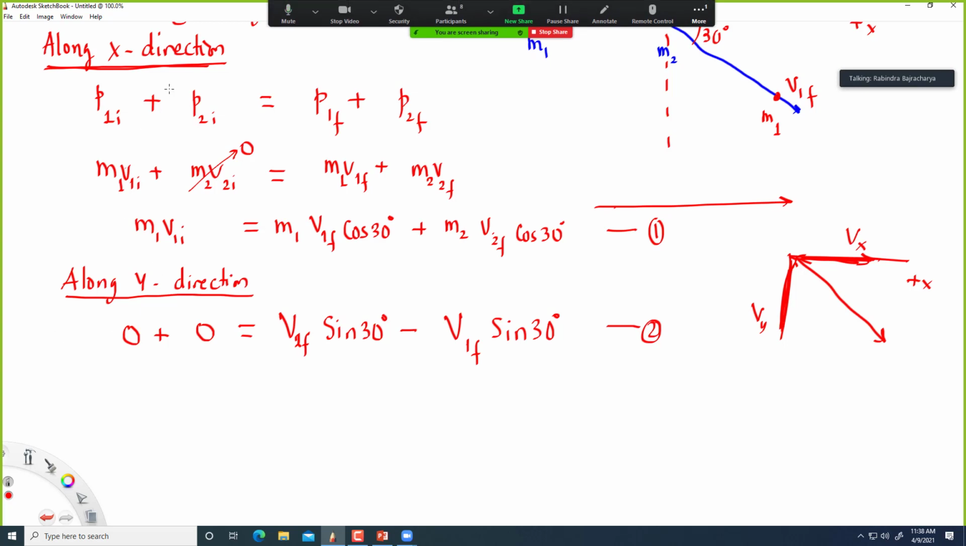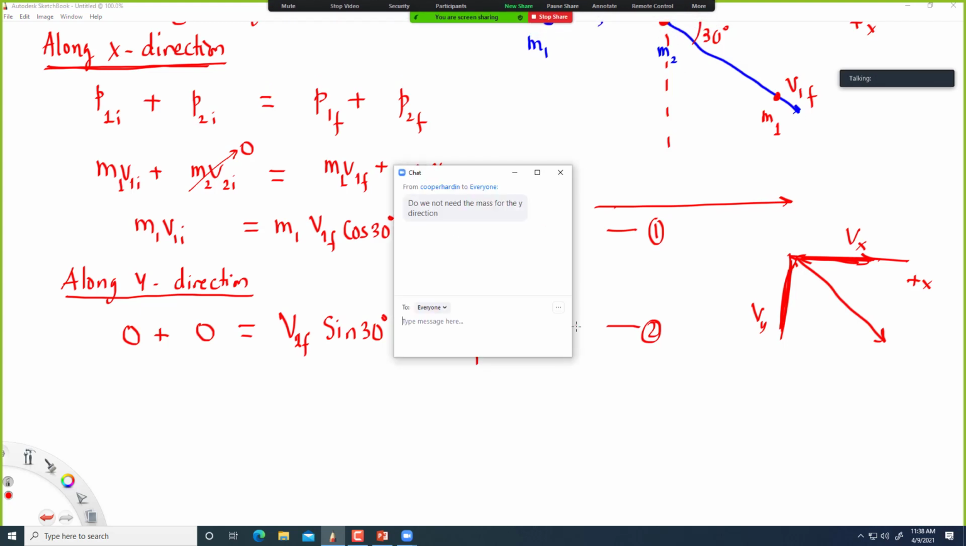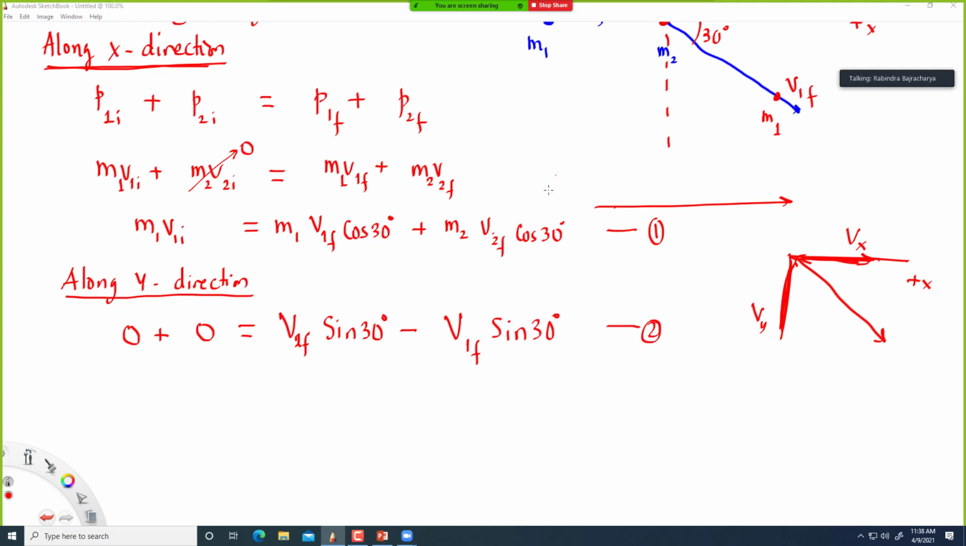Let's see, someone has a question. Do we not need mass for the y direction? Yes, that's right. Okay, thanks for reminding me. I forgot to add the mass because we are dealing with the momentum here. So this is m2, m1. Okay, I forgot the mass.